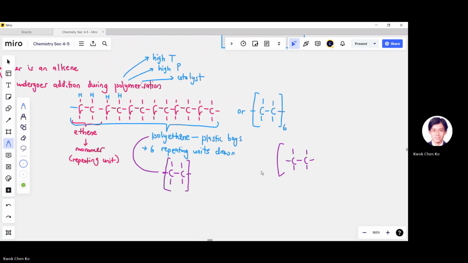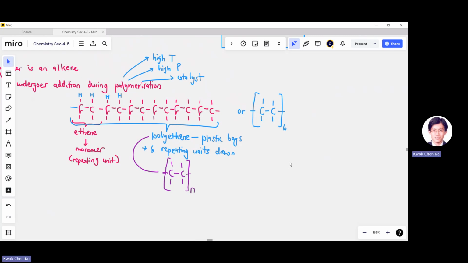But anyway, I'm not done. In the exam, they may give you this. Notice my 6 has disappeared. Instead, they put an n there. Of course, n is a whole number. So recognize that this is polyethylene. They may not give you the name, but you have to recognize the structure. n is, of course, thousands, hundreds of thousands, millions.